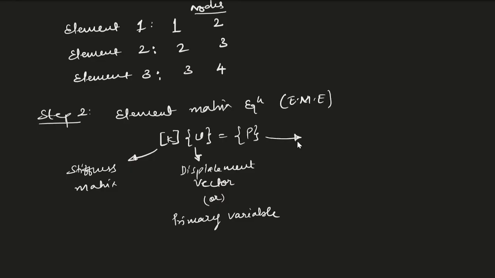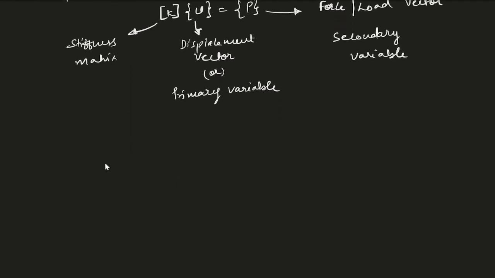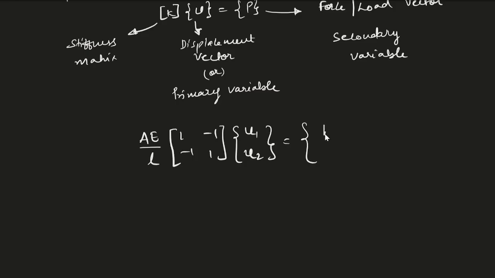This is called the force vector or load vector. P is the force or load vector, again a column matrix which contains load values. This can be called the secondary variable. So this is the generalized formula. Now the actual formula: the stiffness matrix is A E divided by L into [1 -1; -1 1], multiplied by the displacements u1 and u2, equal to the loads P1 and P2.